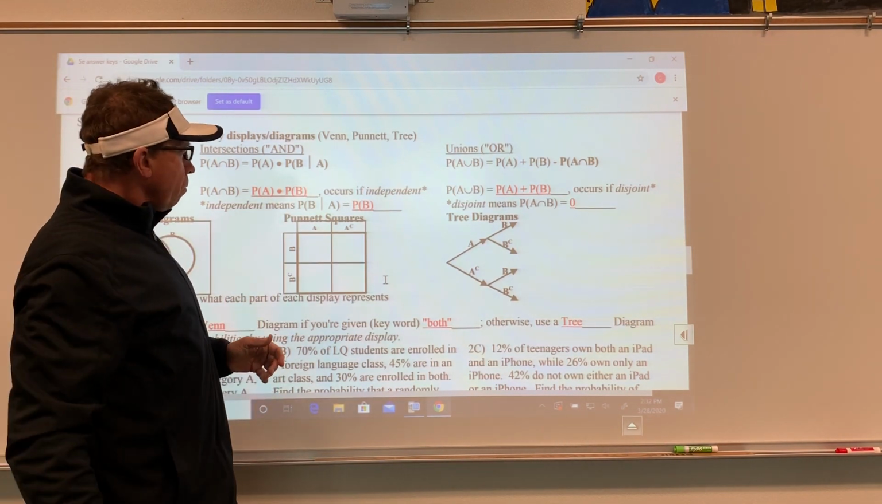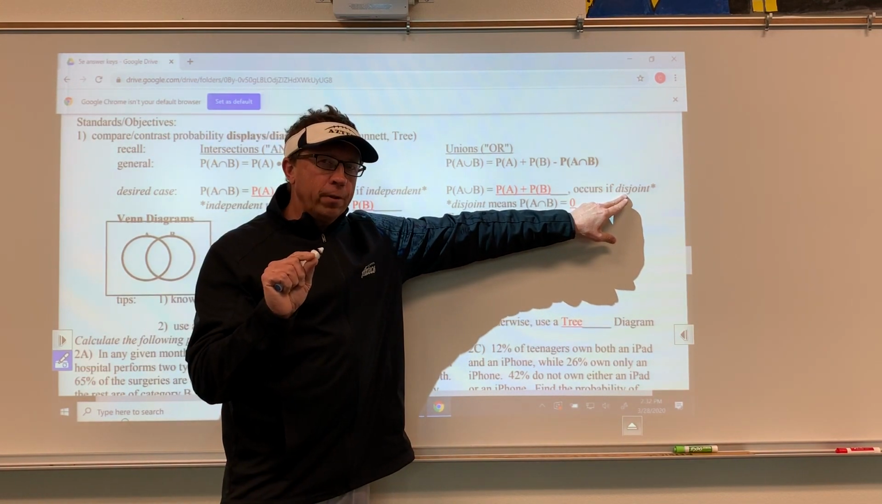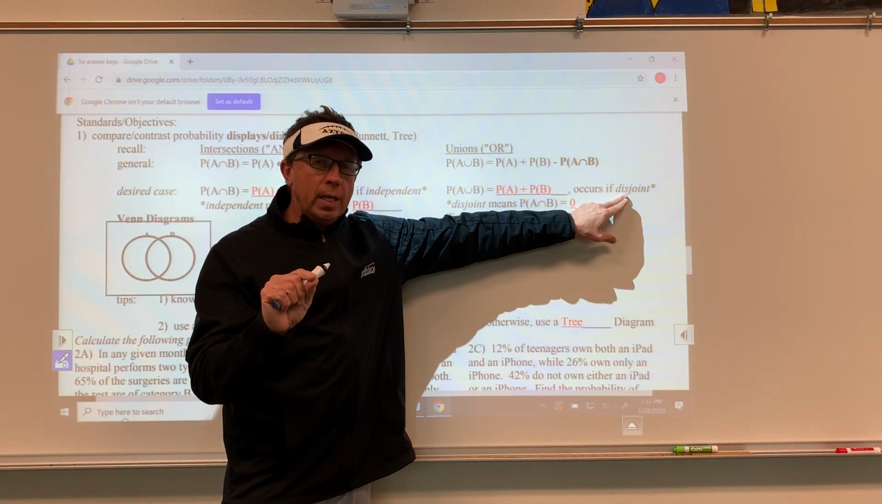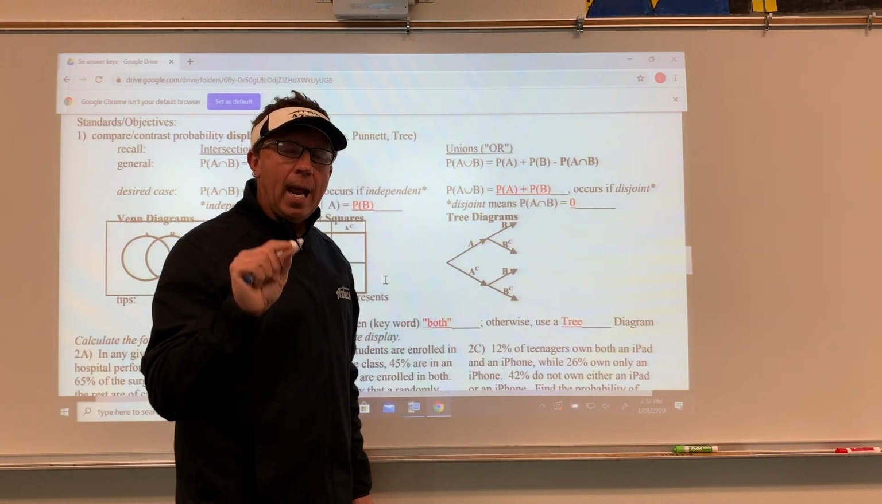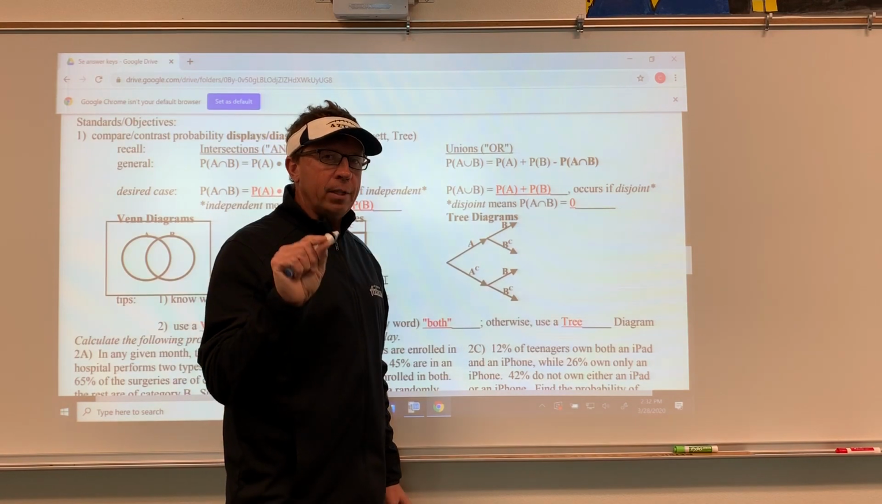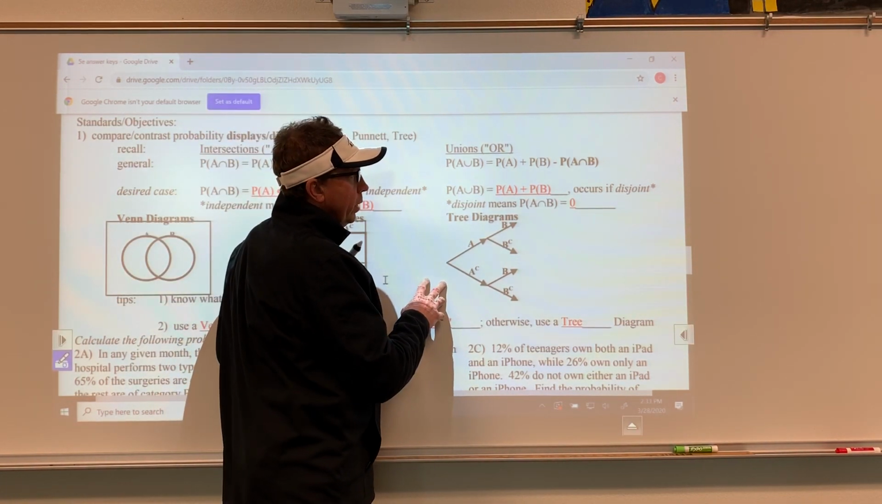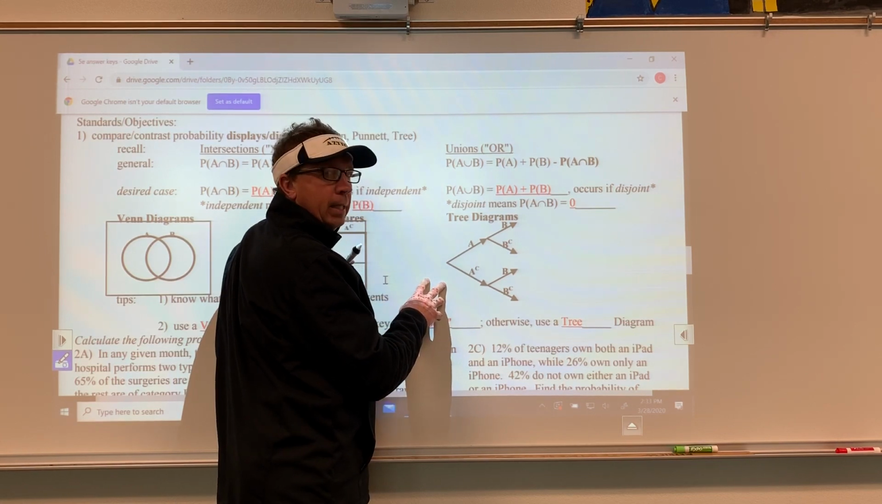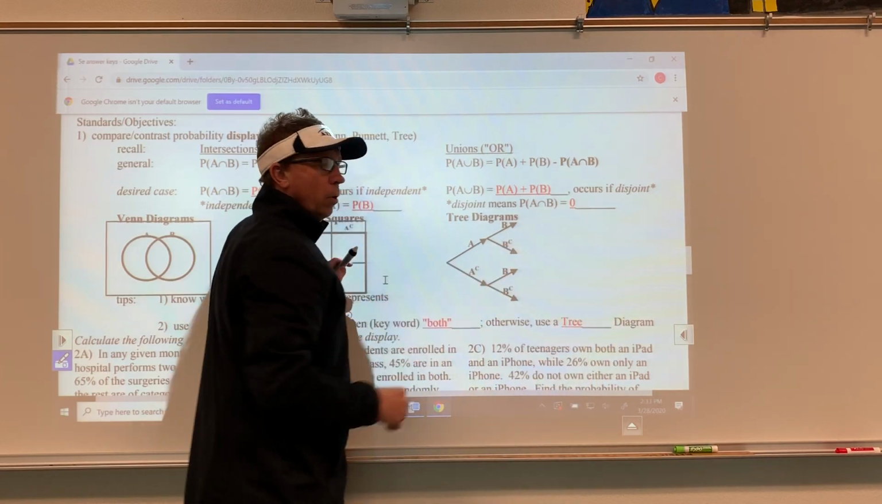And remember, there's a word disjoint. The more common word for disjoint is mutually exclusive. And that means two things cannot happen at the same time, okay? And if two things can't happen at the same time, then their intersection is 0, okay?